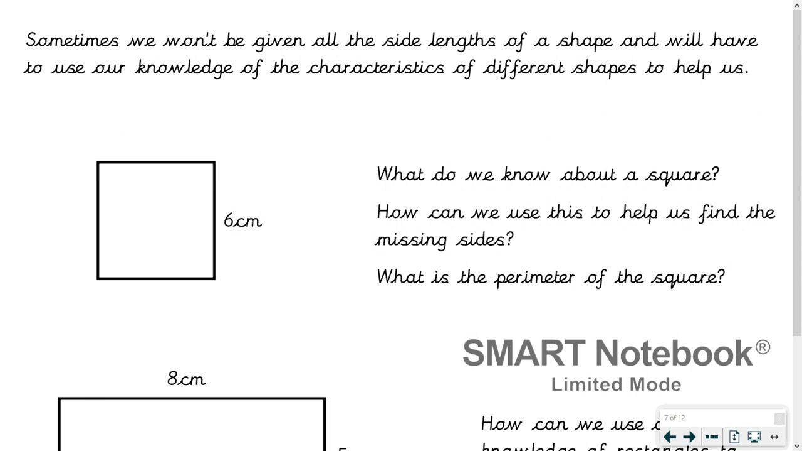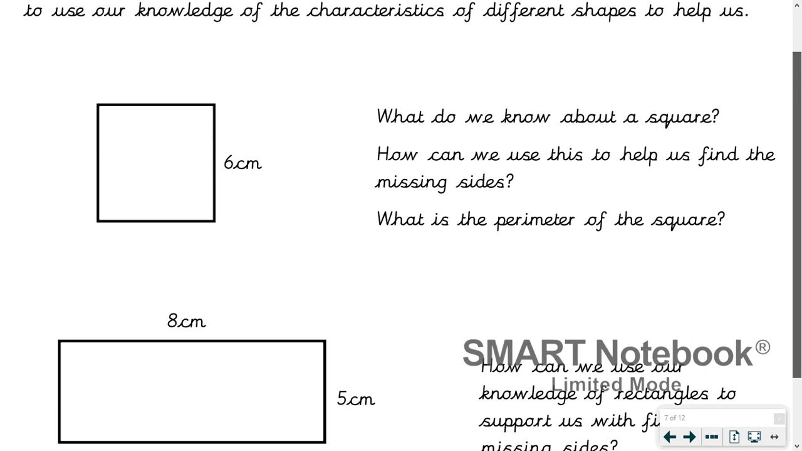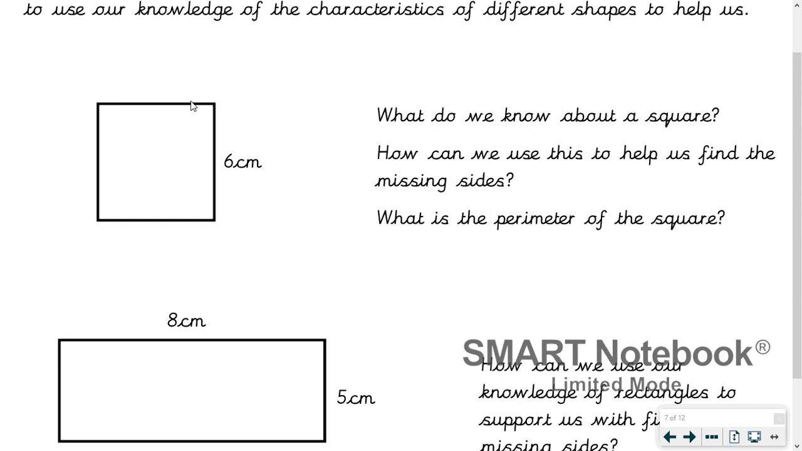Sometimes we won't be given all the lengths, and we have to use what we know about shapes, the characteristics of each shape, to be able to find the perimeter and what each side is. So firstly, we've been given a side length of 6 centimeters on this square. Now what do we know about a square? And how can we use that for the missing sides?